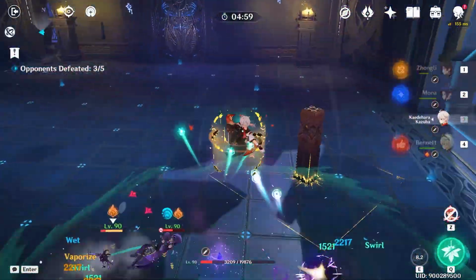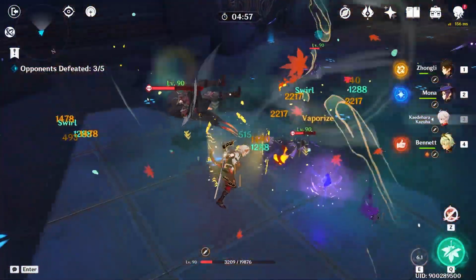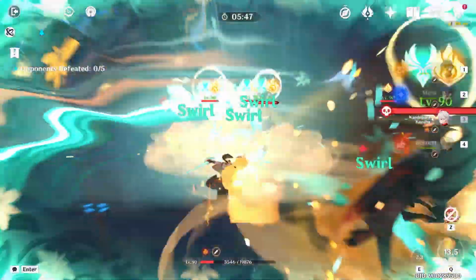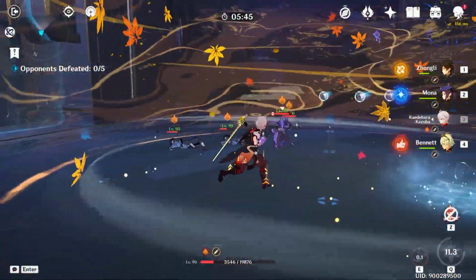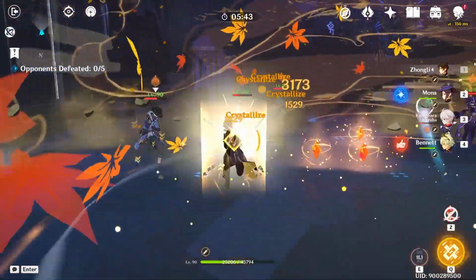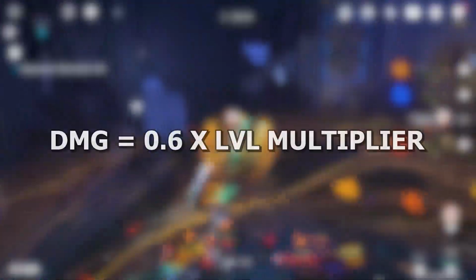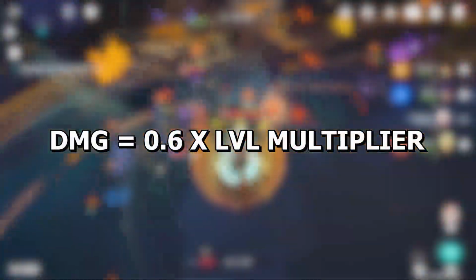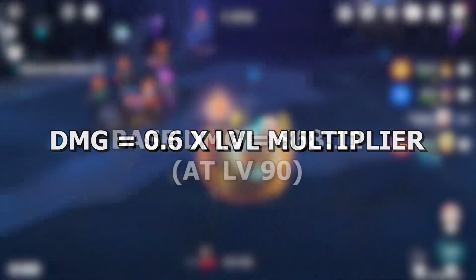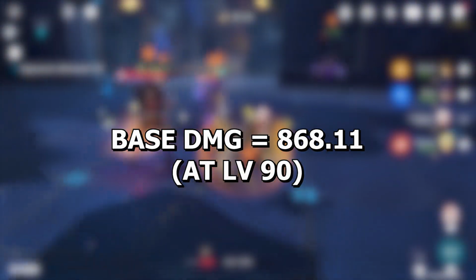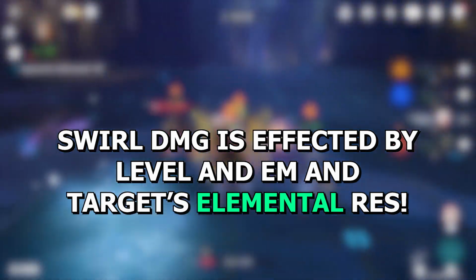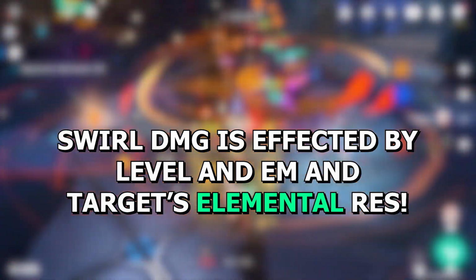Upon triggering Swirl, the spread of the swirled element can cause secondary reactions. Damage from these reactions are based on elemental mastery and the level of the anemo character. As a result, anemo characters can indirectly cause most reactions. Swirl damage is calculated as 0.6 times level multiplier and the base damage at level 90 is 868.11. The swirl damage is only affected by the level and the elemental mastery of the character and the target's elemental resistance.